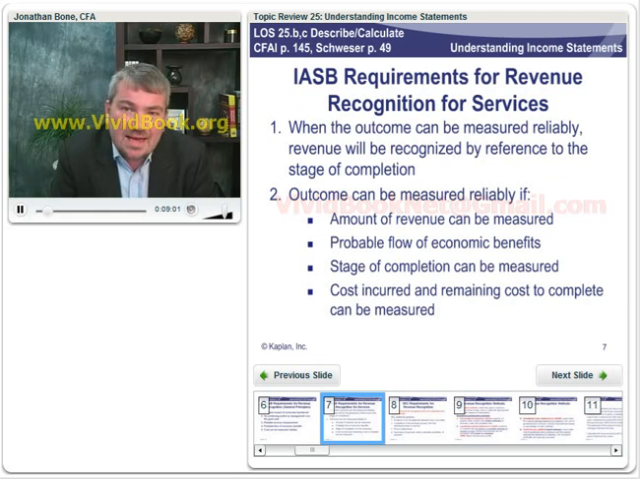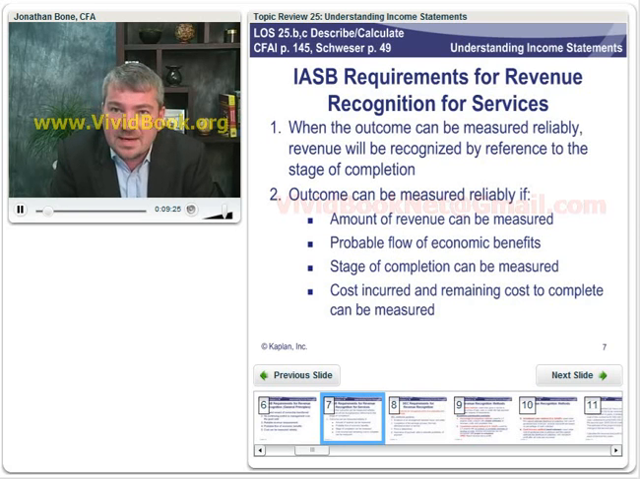Now notice the outcome can be measured reliably if the amount of revenue can be measured, i.e. we can put a dollar value on the sales figure. It's going to lead to a probable flow of economic benefits, i.e. the customer is likely to pay us, and we can measure the stage of completion of providing the service. Notice as well we need to know the cost incurred to date and the remaining cost to complete the service, or the provision of the service.